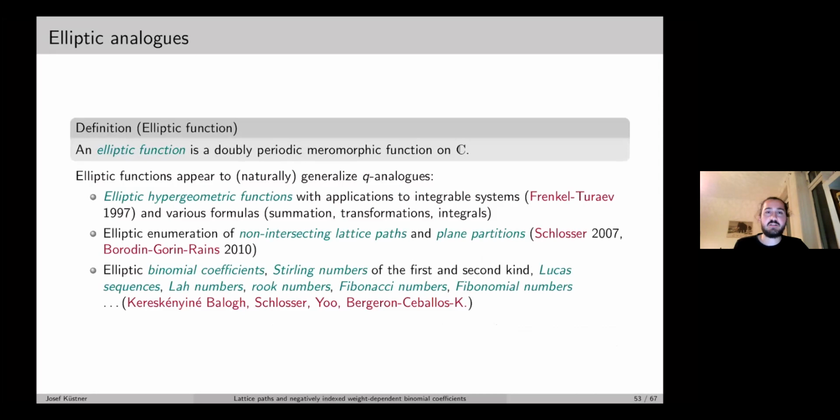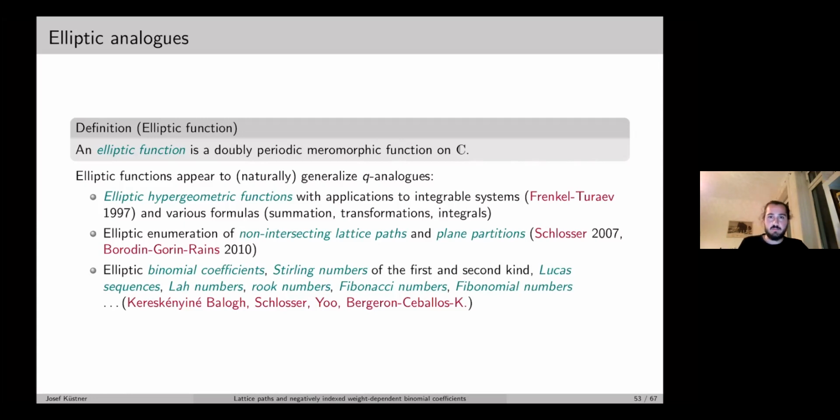It appears that elliptic functions naturally generalize q-analogues, which is true for hypergeometric series, which is true for some combinatorial models like non-intersecting lattice paths and plane partitions, but also for some special numbers such as the binomial coefficients, for example Stirling numbers, Lucas sequences, Lah numbers. So there's a lot of research going on there.